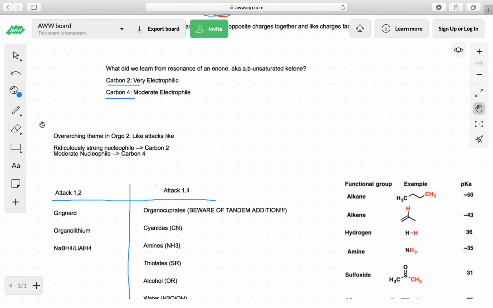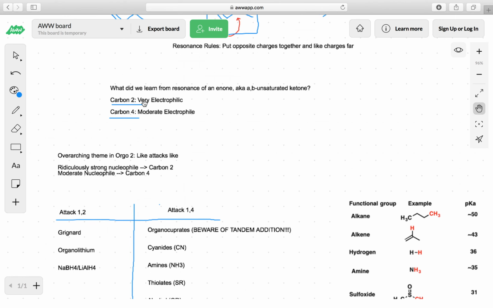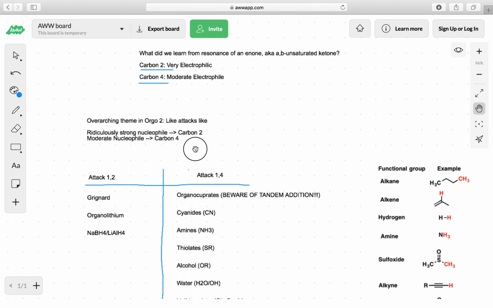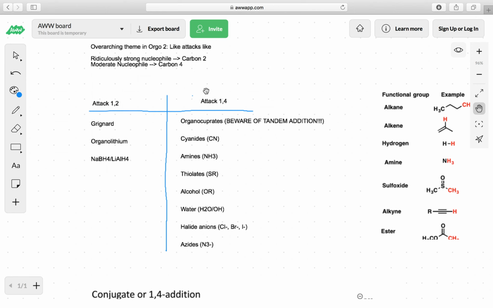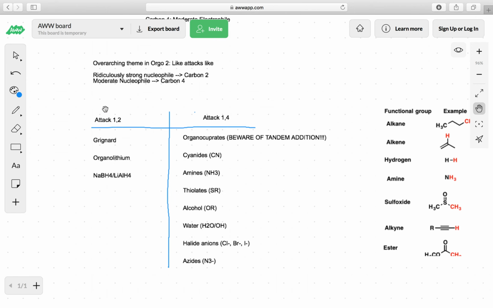So there's an overarching theme I've realized in Orgo 2 looking back on it now, and what I've figured out is it's like attacks like. So if I have a very strong nucleophile, it's going to attack the very strong electrophile on carbon 2. But if I have a moderate nucleophile, it's only going to attack the moderate electrophile on carbon 4. So I made this little table for you guys, like a cheat sheet for your 1,4 versus 1,2 enone additions. And most of your nucleophiles will attack 1,4, but a few of them will attack 1,2.